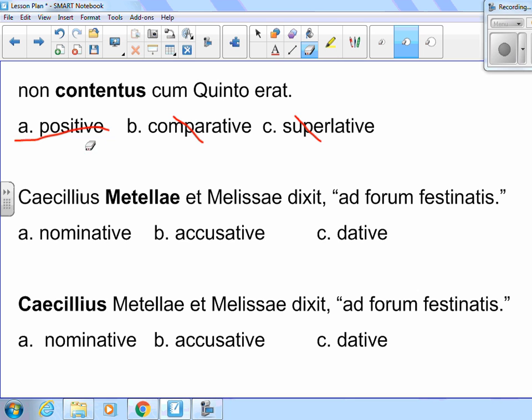Metelli, how is it being used? What case is it being used in? That's what it's asking. I've looked down here, it's looking for cases. So I'm going to go through the sentence. Caecilius Metelli et Melissae dixit ad forum festinatis. I want to translate it first to make sure that I'm good.